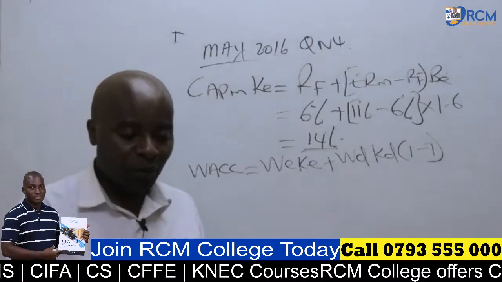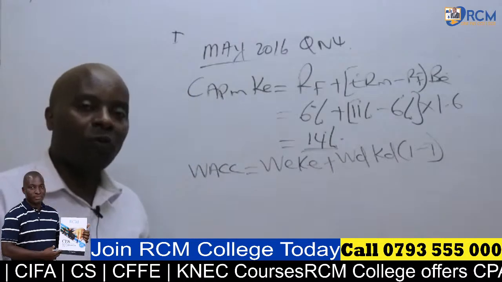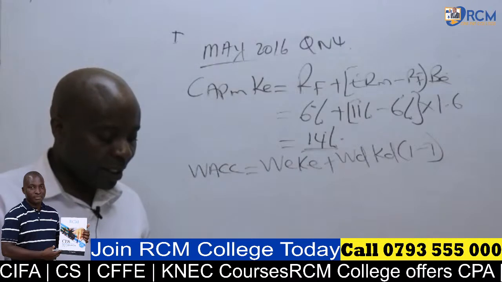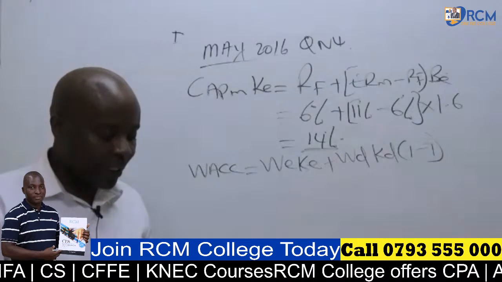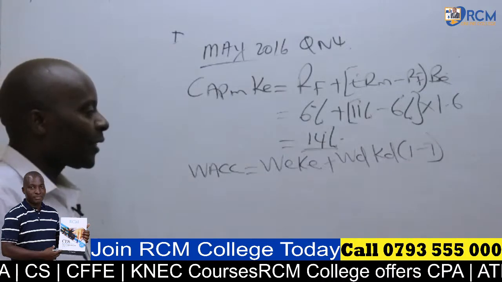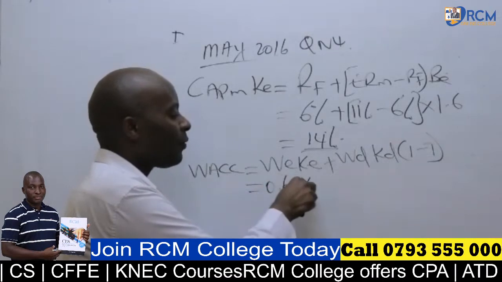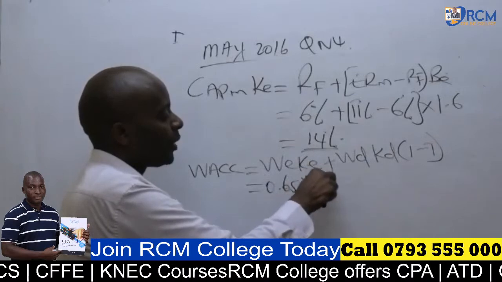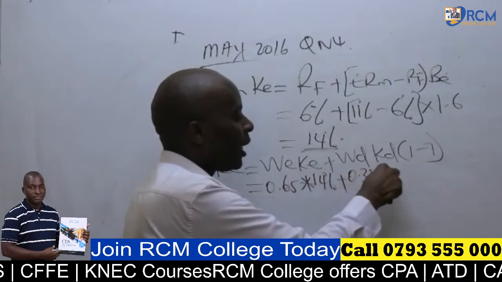So, ladies and gentlemen, if you look at this very well, we already have the weight of debt from the gearing. The gearing was given up there as 35%, meaning that weight of debt is 35%. Weight of equity is 65%. So 0.65 times the cost of equity, which is 14%, plus weight of debt 0.35 times cost of debt.